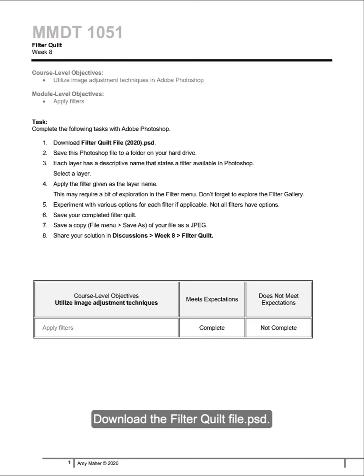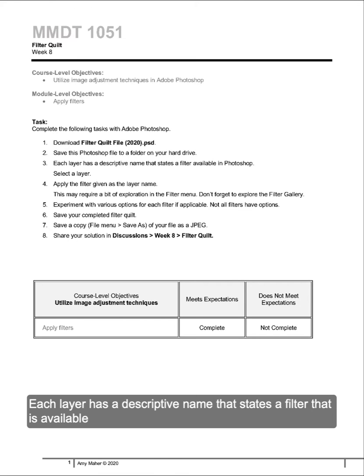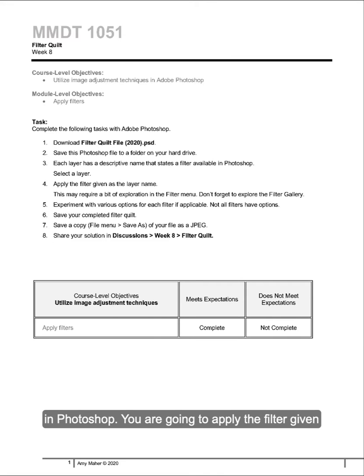Download the filterquilt.psd file. Save this Photoshop file to a folder on your hard drive. Each layer has a descriptive name that states a filter that is available in Photoshop. You're going to apply the filter given as that layer name. This might require that you do a bit of exploration in the filter menu.